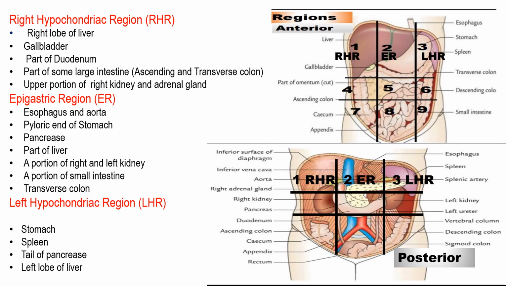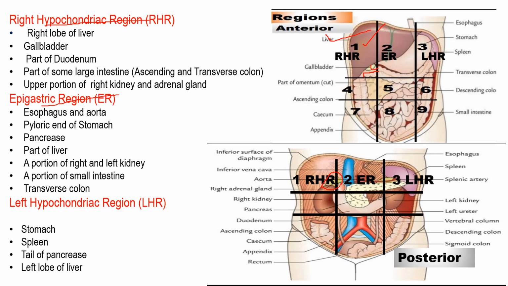First region is right hypochondriac region. This is right hypochondriac region. What are the organs located in that region? This region contains right lobe of liver, gallbladder, some portion of ascending and transverse colon. And when we see from posterior view, then upper portion of right kidney with adrenal gland is present in right hypochondriac region.